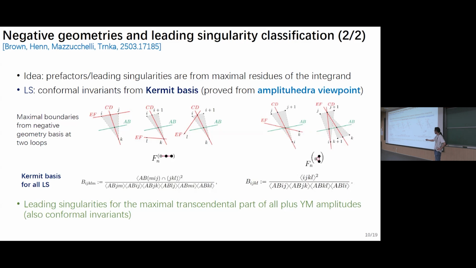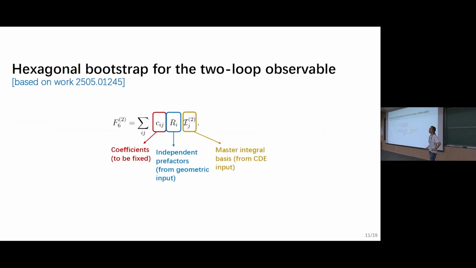But it's also very interesting because we said that in their conjecture, there is some duality between our observable and all plus Yang-Mills amplitudes. So you imagine that if you have the gauge fixing, they also serve as the basis for the QCD prefactors. Okay, so let me have a quick recap. Now we have the master integrals from the canonical differential equation and the prefactors, kinematic prefactors from the geometric input. So now it's our time to fix all these number coefficients and get the observables.